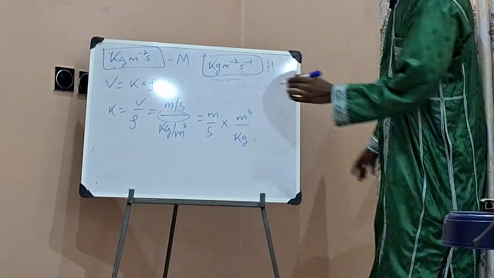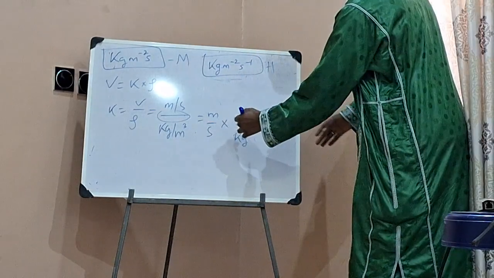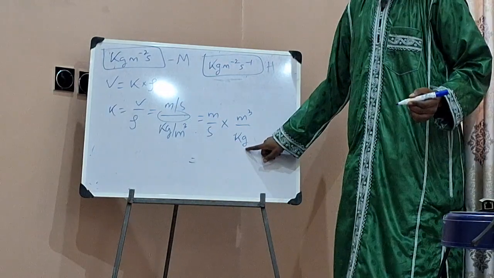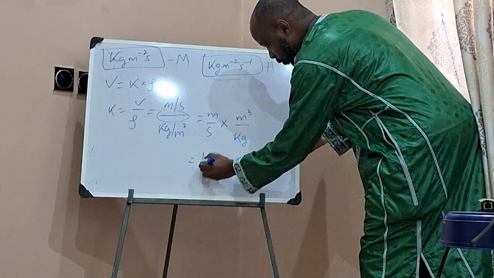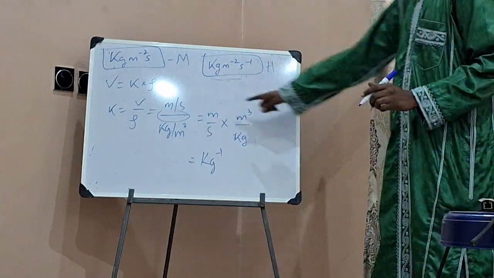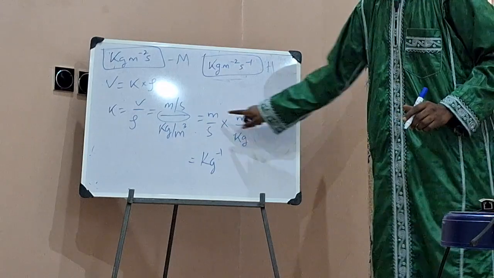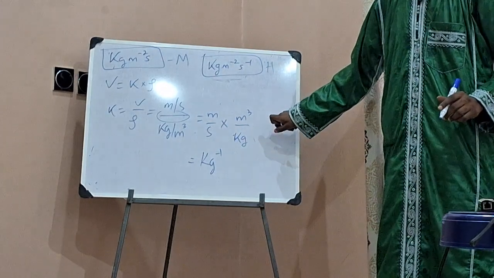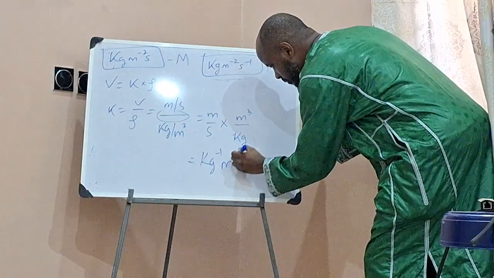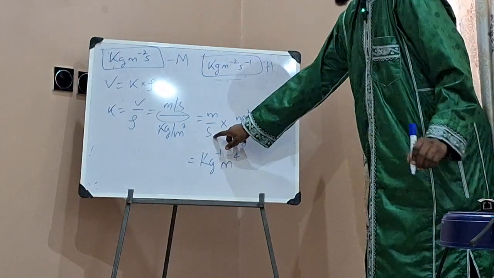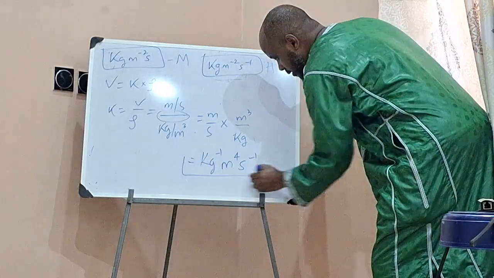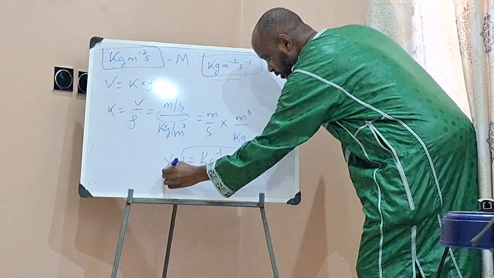Correct? So now, what do we have here? Okay, we have kilogram as a denominator, isn't it? So per kilogram, right? And then meter here, m times meter cubed. What do we have? Meter to the power of 4, and then per what? So this is the unit of x, right?